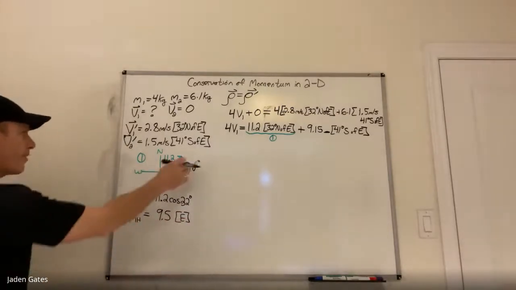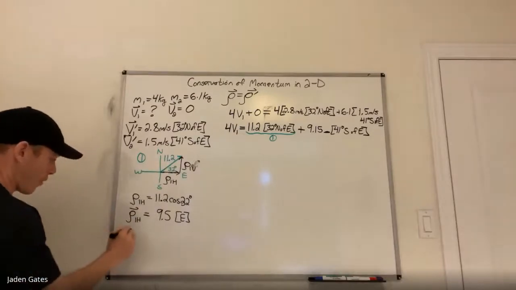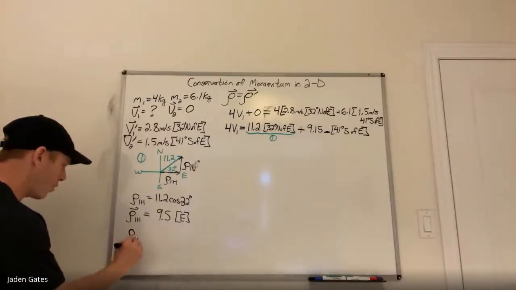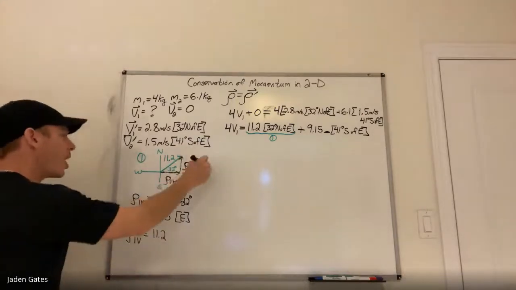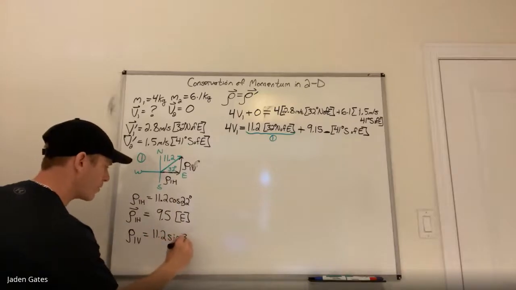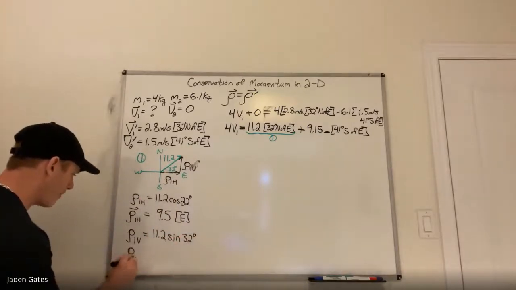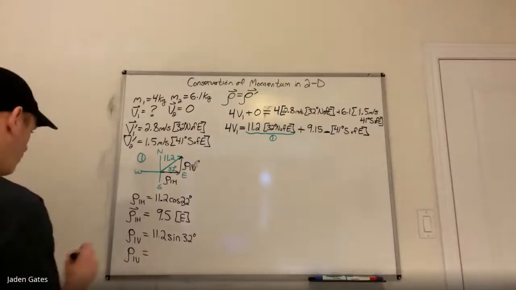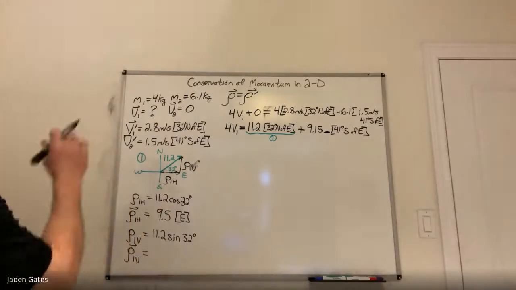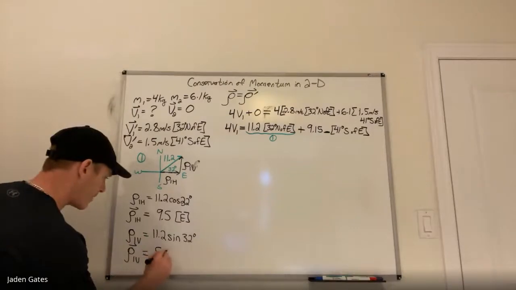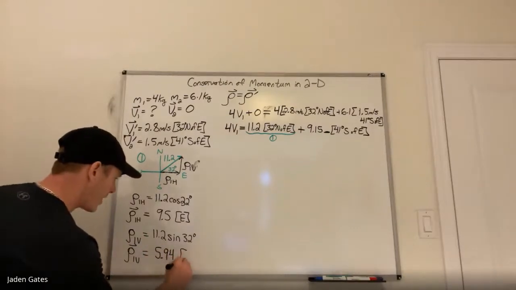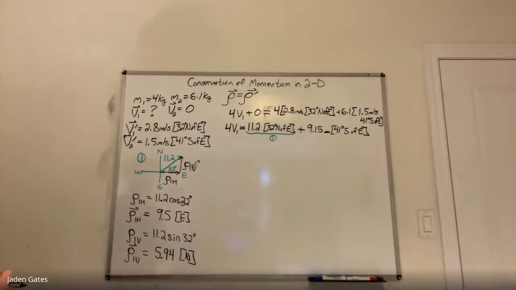All right, I'm going to do the same thing for the vertical component of our first momentum. So I'm looking at rho 1V. Again, it's going to be 11.2. It is the opposite, so it's going to be sine 32 degrees. I'll put a vector symbol on it because I do know it's going north. I take sine 32 times it by 11.2, I get 5.94. And again, I look at my diagram. It's headed north. Okay, there's one vector down.